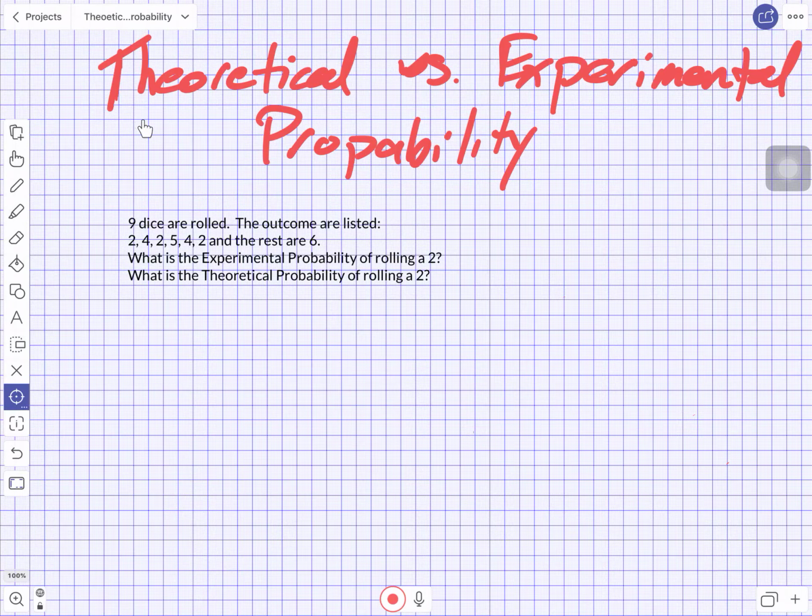Okay, we're going to look at theoretical versus experimental probability. We have our question written out here, so I'm going to read it over once, and then I'm going to highlight important information and try to do a comparison between the two things that it's asking us.